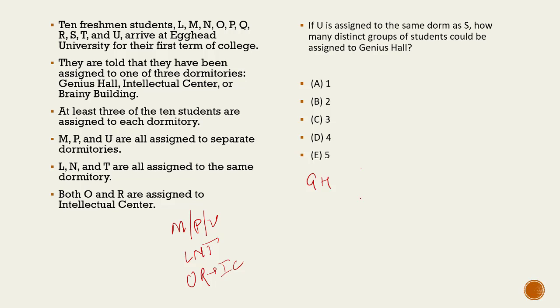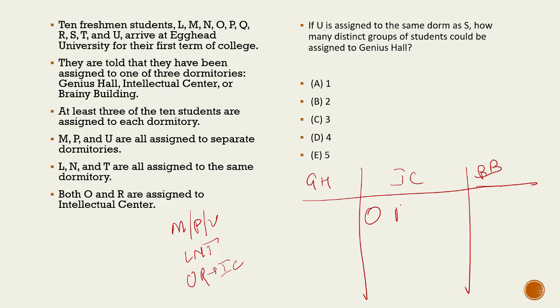Now here in this question, again there's a specific condition given to us, which is, if U is assigned to the same dorm as S, how many distinct groups of students could be assigned to genius hall? Okay, so let's start with the first possibility, that I'm assigning U and S to genius hall. Now, if U is in genius hall, out of M and P, one would be in intellectual center and the other one would be in brainy building. As far as L and T are concerned, they can only be allotted to brainy building now. Otherwise, we would not meet the condition of 3, 3, 4.